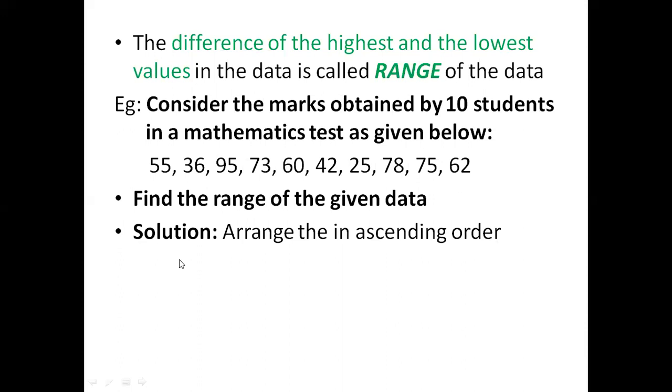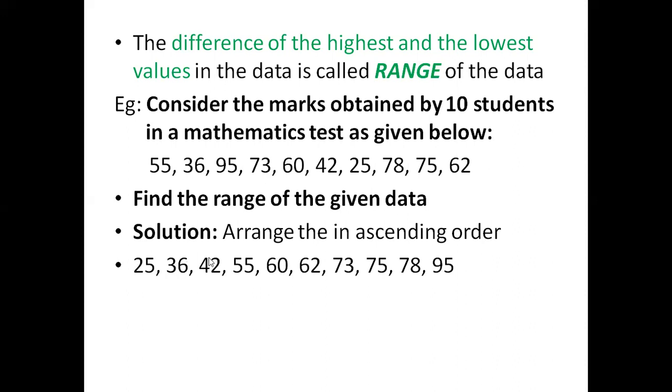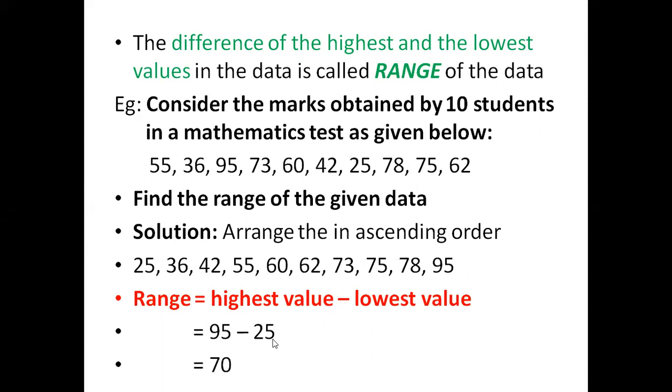When we solve this problem, we see that it doesn't have any arrangement. It is raw data, so we need to do some processing. In order to do that, we arrange it in ascending order, which means it has to go from small to big. If we see this raw data, the smallest number is 25. Then the next bigger number will be 36. In this way, we arrange the data: 25, 36, 42, 55, 60, 62, 73, 75, 78, 95. It has to be in increasing order. From this, we can easily see that 25 is the smallest number and 95 is the largest number. In range, we calculate the highest value minus the lowest value. So 95 minus 25 equals 70.